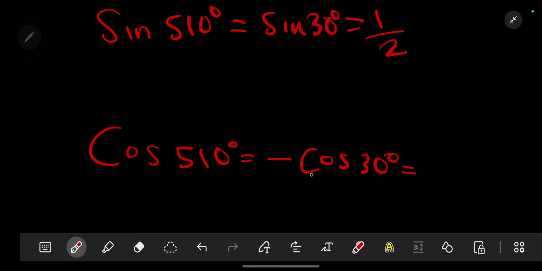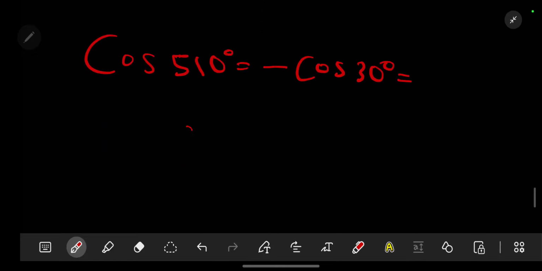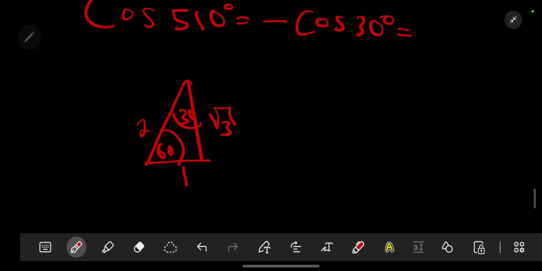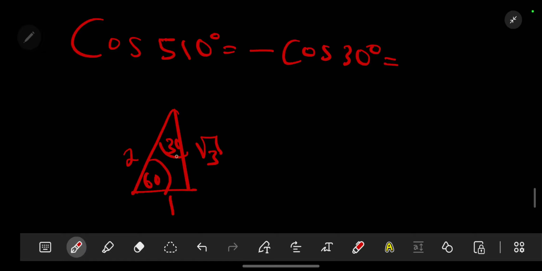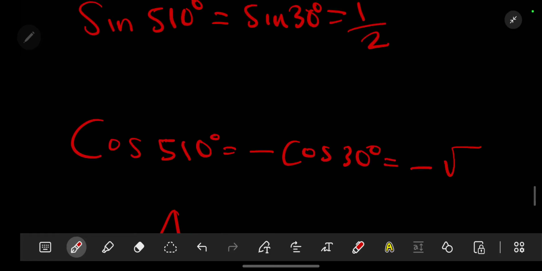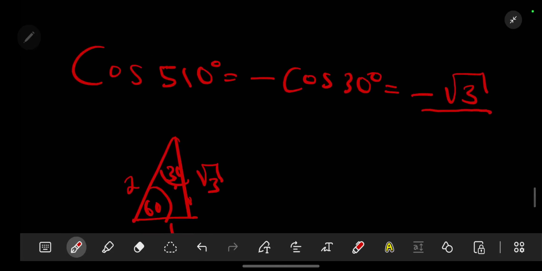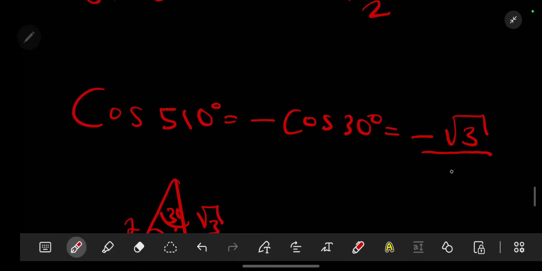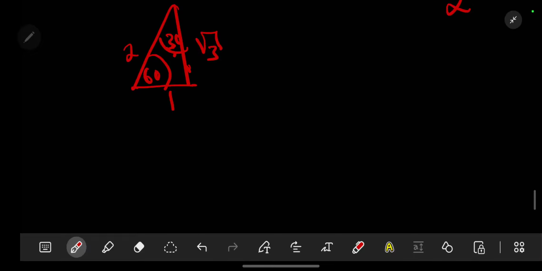So what is our cos of 30? If you remember the triangle, we have 60, 30, the root of 3, 1, and then our 2 like that. So the cos of 30 will be equal to adjacent over hypotenuse. In this case, we have a negative outside, the root of 3 over 2. So we have a negative root 3 over 2.